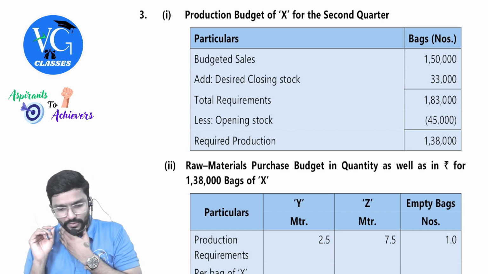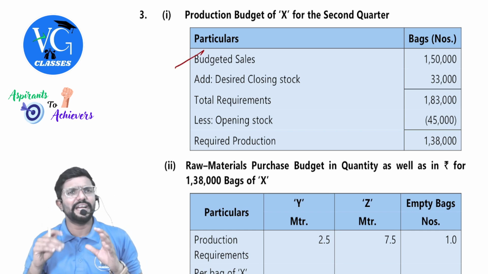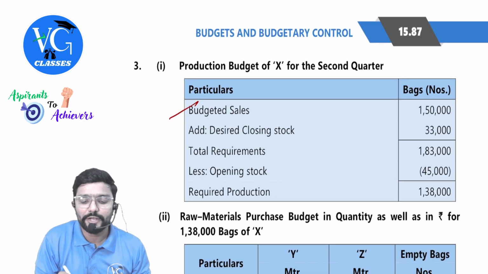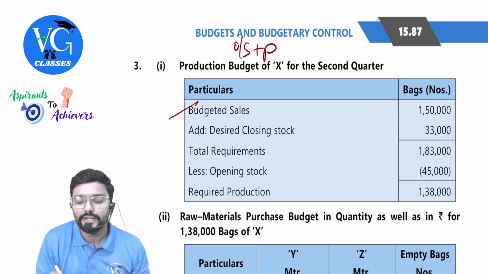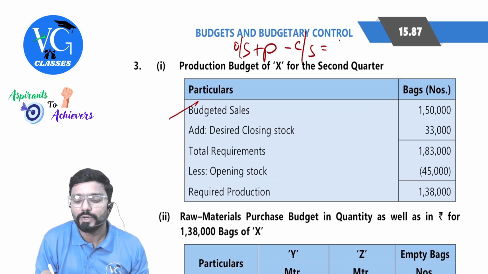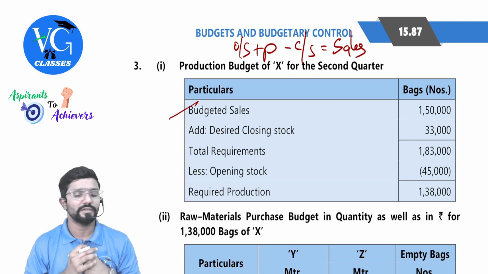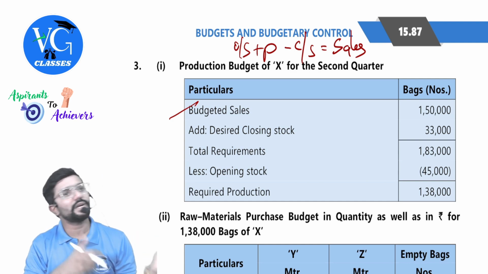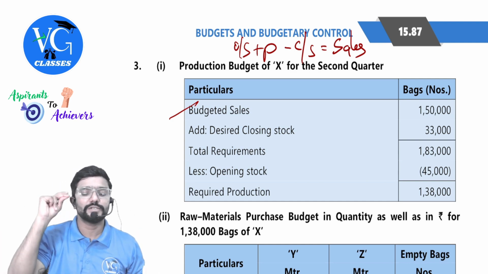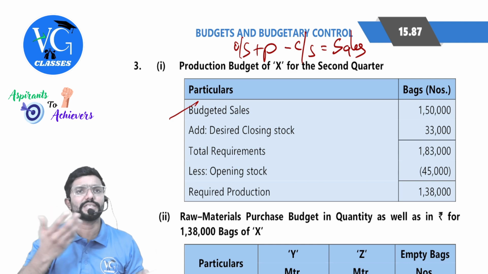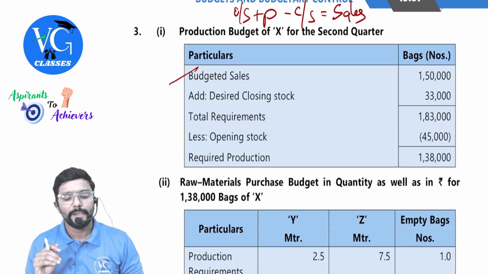Budgeted sales. Guys, I had written all the equation and I explained what to take. Clear? I will just write it again. Opening stock plus production minus closing stock is equal to sales. If I interchange the position now, I need to calculate production. So closing stock and opening stock, I will take to the opposite side. So sales minus opening stock plus closing stock will be equal to what? Production. That is what we are using here.